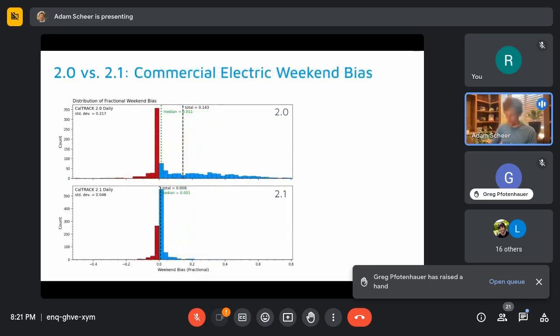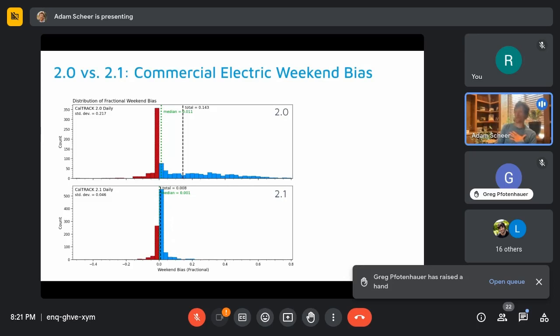So the top plot is 2.0, bottom plot 2.1, and you can see that in the commercial sector, the total weekend bias was 14% positive. The model was over predicting weekend consumption by more than 14%. That's now reduced to less than 1%. And you can just see that enormous tail of really dramatic weekend bias is totally eliminated in CalTrack 2.1. And this is exactly the kind of behavior we would hope to see.